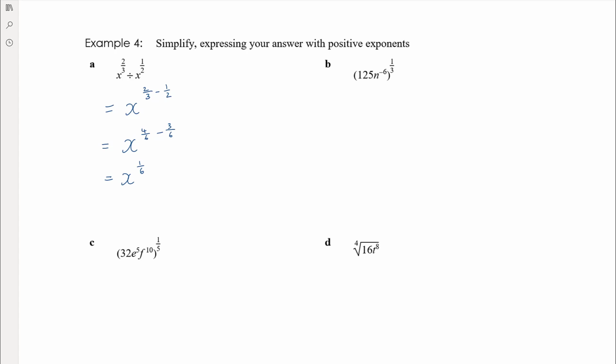Alright, let's first deal with the brackets. So we've got 125 to the power of a third times n, and so we multiply powers. Negative 6 times a third is negative 2. 125 to the third, that's the cube root of 125, which is 5, n to the negative 2, expressing with positive exponents, so 5 over n squared.